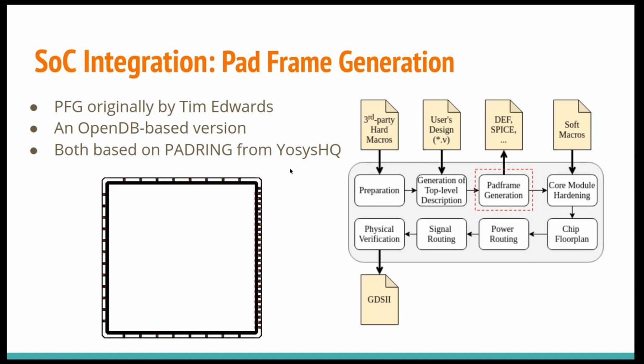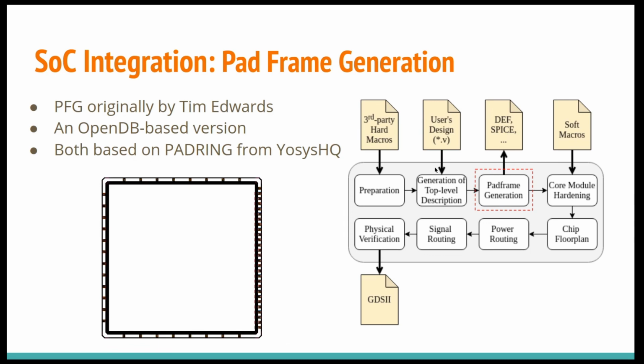We have a couple of pad frame generators. The first one, which was written by Tim Edwards, is the one we have used so far for our chips. We have another version based on OpenDB, which incorporates already many of the ideas in the original one, but avoids some of the issues we had with it. The output of this step is the layout of the pad frame with the various views, as well as a SPICE netlist, which can be used to electrically simulate the pad frame, as well as test its resilience against ESD effects.